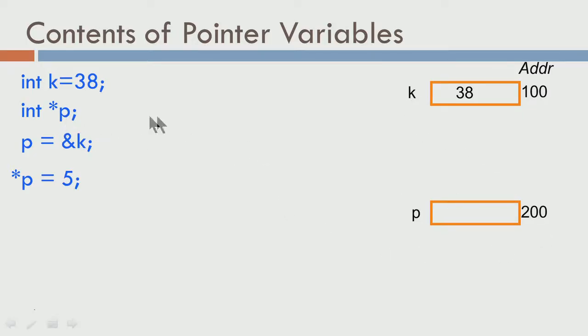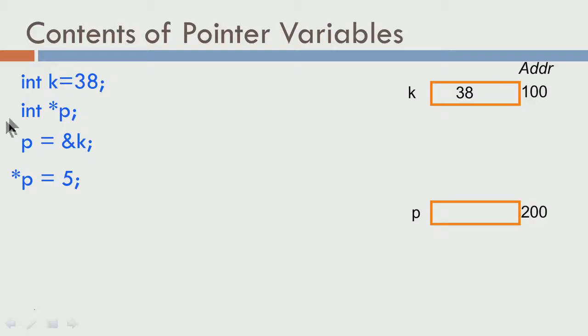As of now I do not have anything to initialize here. So, initially it is an unknown value for p. The next statement says p equals ampersand of k. The meaning of ampersand of k is: give the address of k, not the contents of k. And what is the address of k?